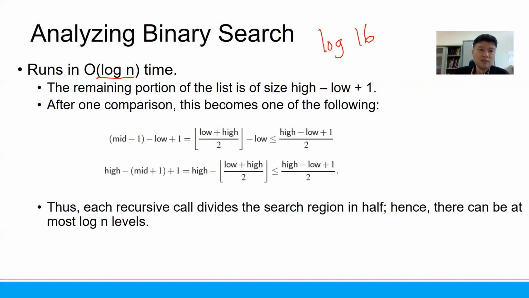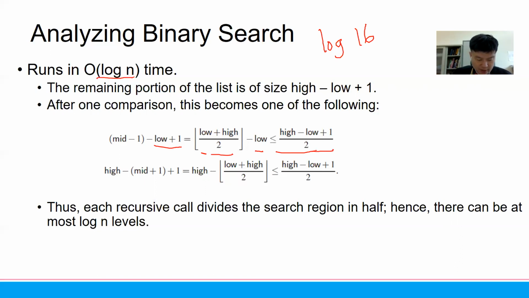And that's the portion, because we have high minus low plus 1. After one comparison, this becomes the following. This is the mathematical derivation if you want to check. The mid minus 1 minus low plus 1 will be like low plus high divided by 2. So we can find the lowest value from this. It is minus low, and it will be lower than high minus low plus 1 divided by 2.